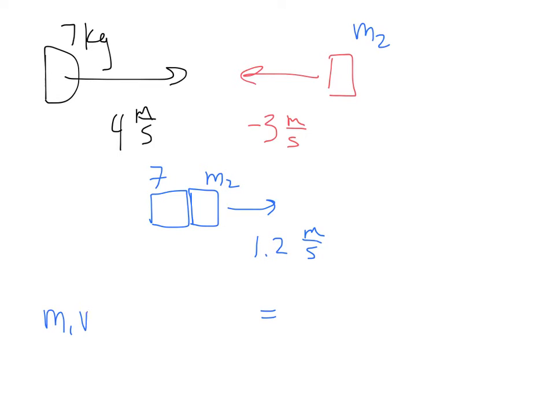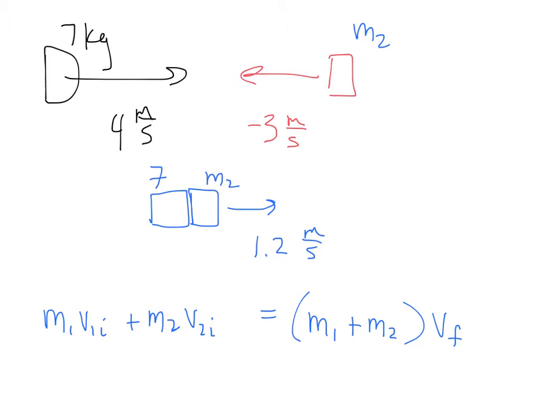M1 VI1 plus M2 VI2. Good. Again, beforehand, they're moving separately, so we have the plus sign separating their momentum. Afterward, though, VF times the quantity of them together. We don't need to put VF1, just VF is fine. So VF times the quantity M1 plus M2. Now, what are we trying to find? We're trying to find M2.